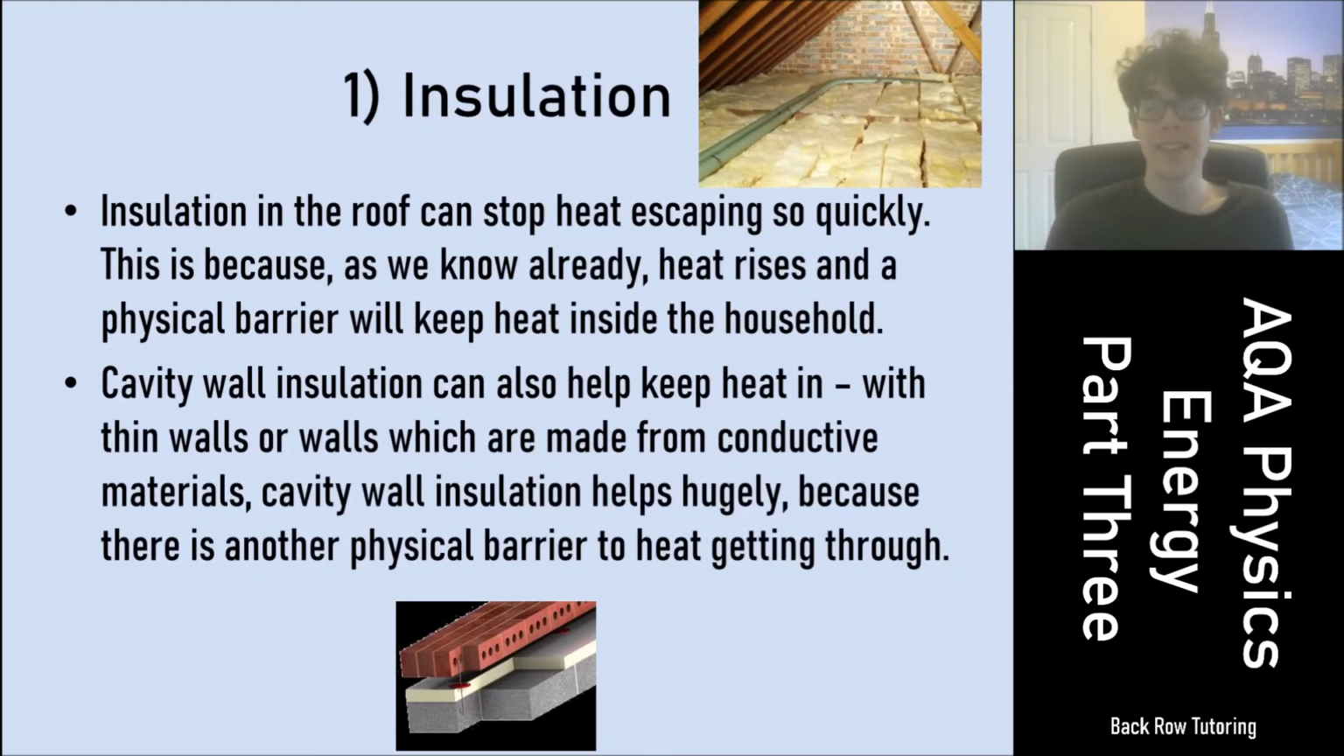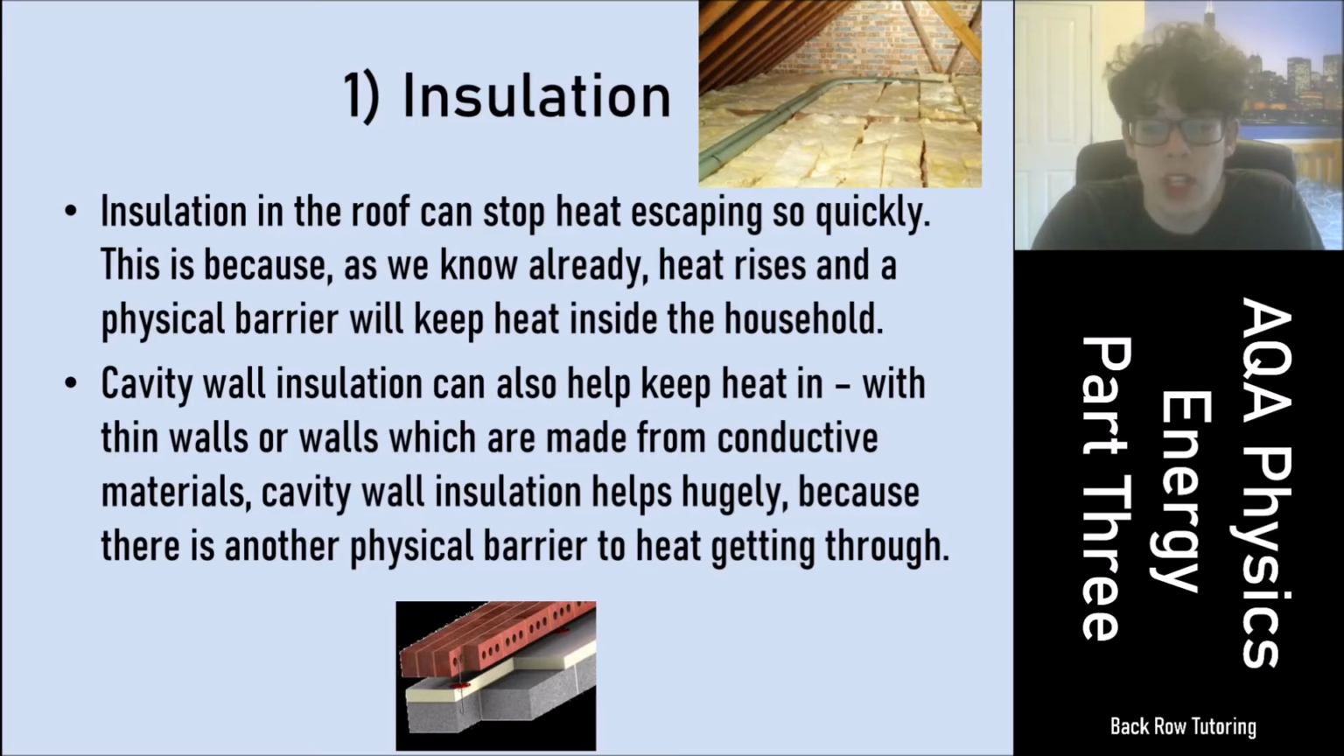The first way you can insulate your home is insulation, and insulation in the roof can stop heat escaping so quickly. This is because, as we know already, heat rises and the physical barrier will keep heat inside the household. So if you have insulation in your roof, it will stop the thermal energy rising and leaving the household. Cavity wall insulation can also help keep heat in.